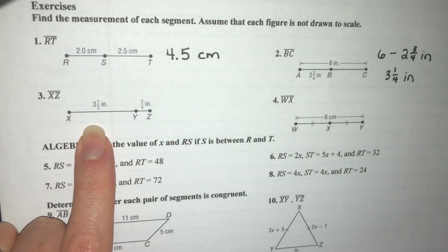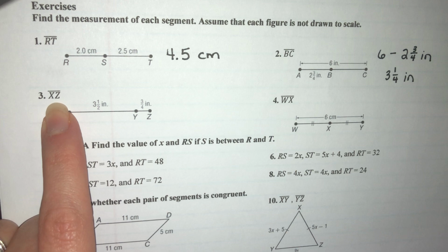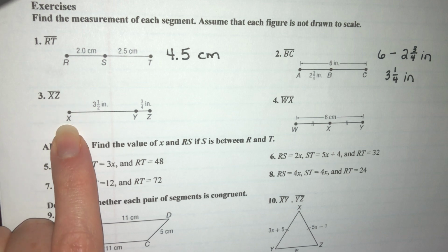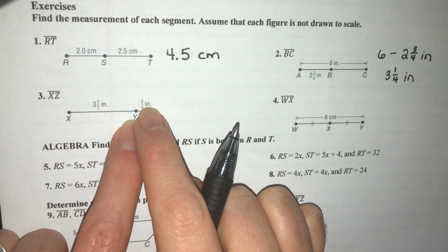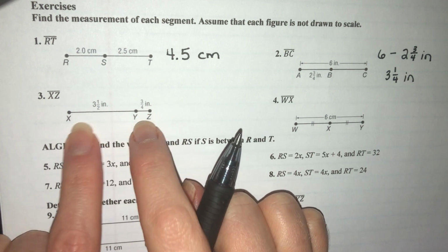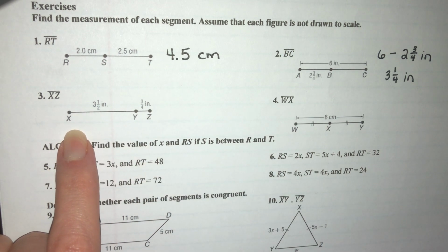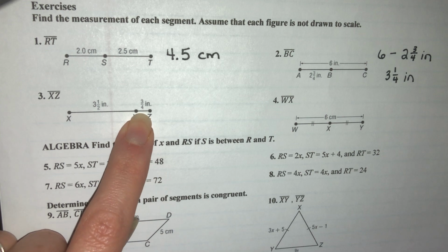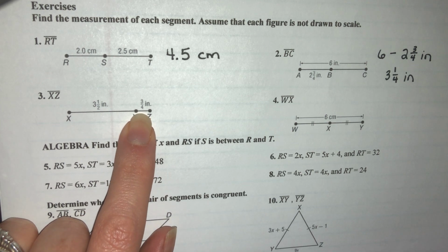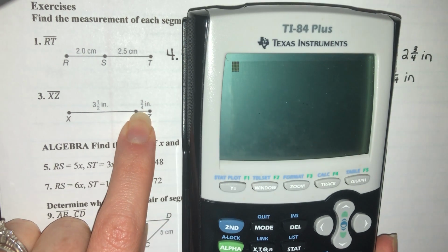Okay, so then the next one, we are supposed to find the distance between point X and point Z. And we know from X to Y is 3.5 inches, and from Y to Z is 3/4 of an inch. So what do we need to do with these two numbers to find the total distance from X to Z? Hopefully you thought we should add those. So 3.5 plus 3/4 of an inch, perhaps you can add that in your head. If so, just jot it down. If not, you can use your calculator to do this.